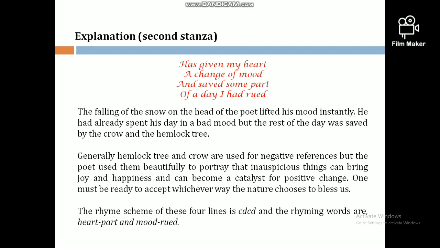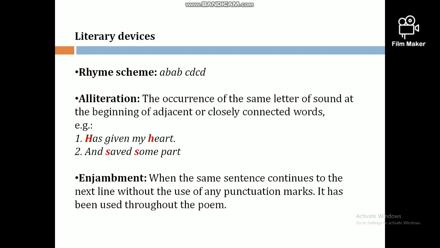And generally, hemlock tree and crow are used for negative references, but the poet has used them beautifully to portray that inauspicious things can bring joy and happiness and can become a catalyst for positive change. One must be ready to accept whichever way nature chooses to bless us. And the rhyme scheme now of these 4 lines is C D, C D, and the rhyming words are heart, part, mood, and rued. Now let us come to the literary devices.